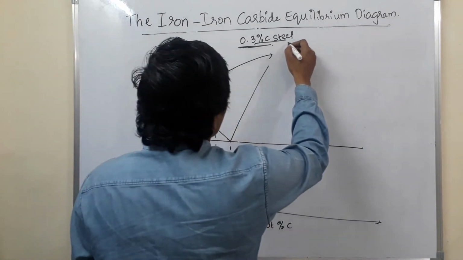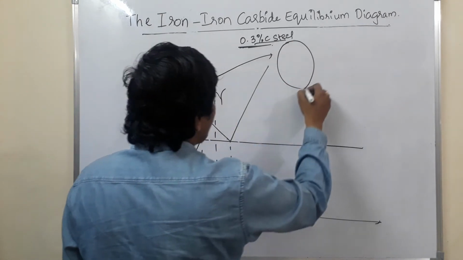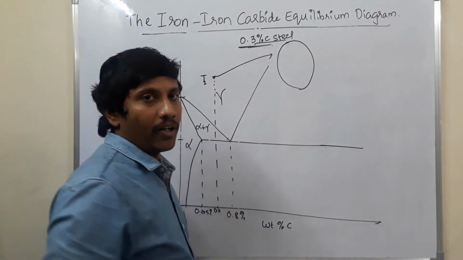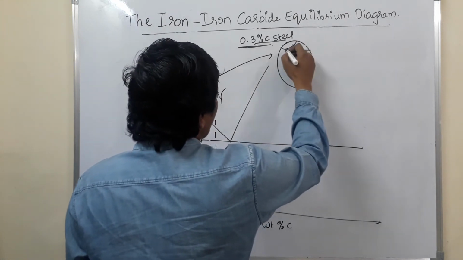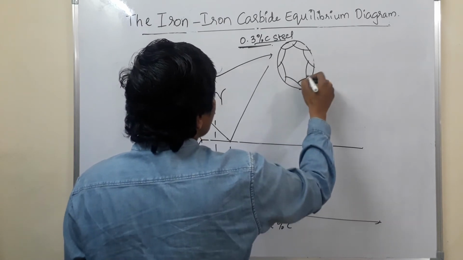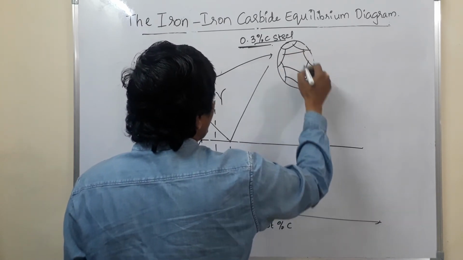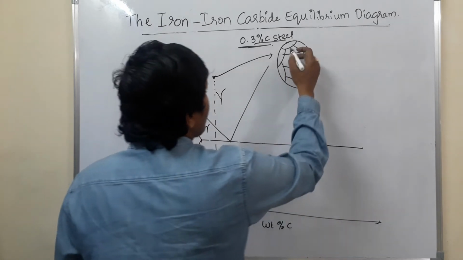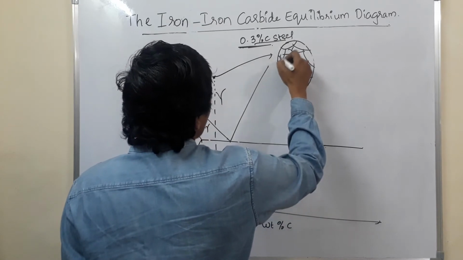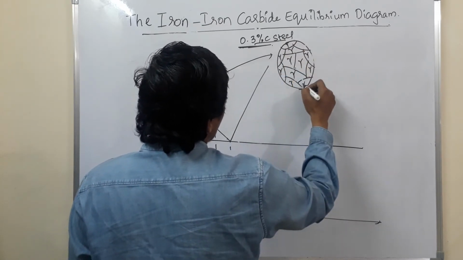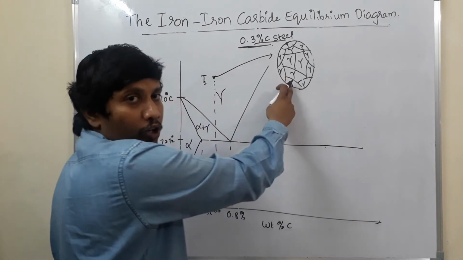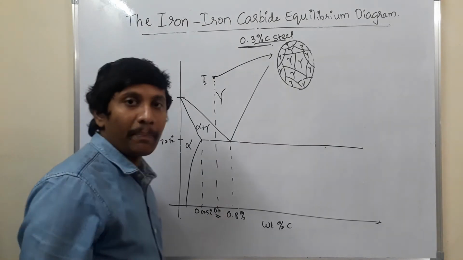So what is the microstructure? The microstructure looks like entire austenite grains. This microstructure consists of entire gamma grains, entire gamma solid solution. In this austenite, how much percentage of carbon is present? It is 0.3 percentage carbon.